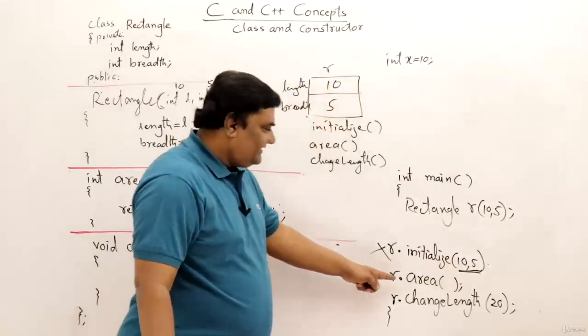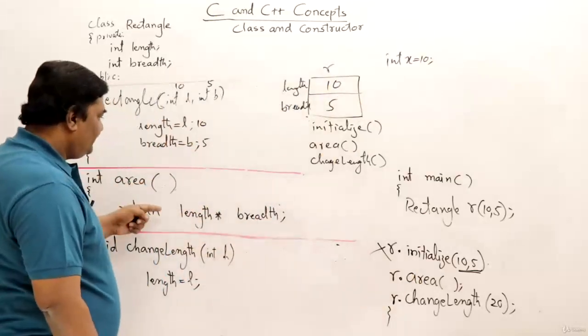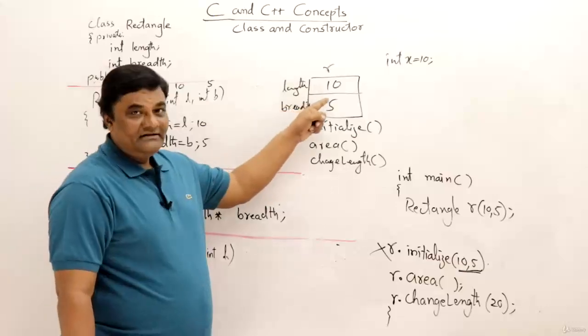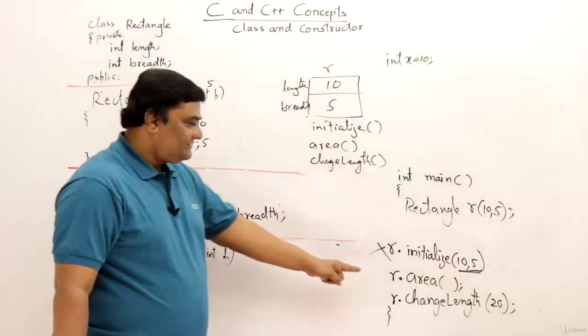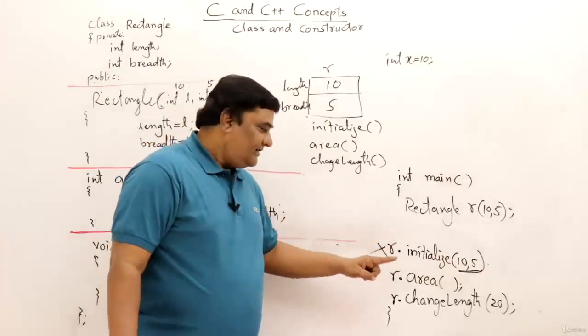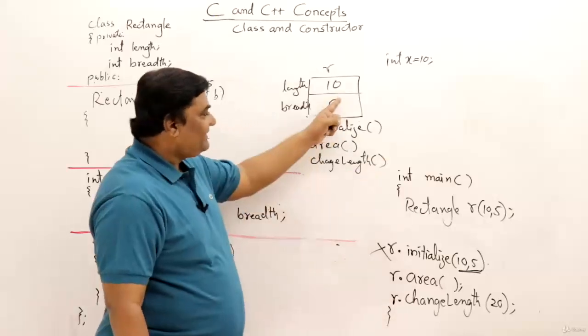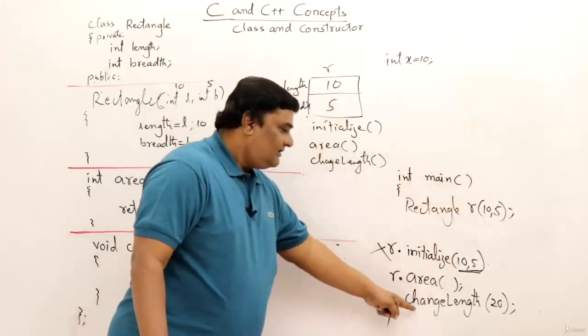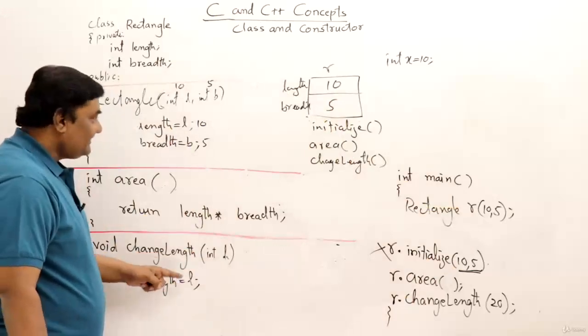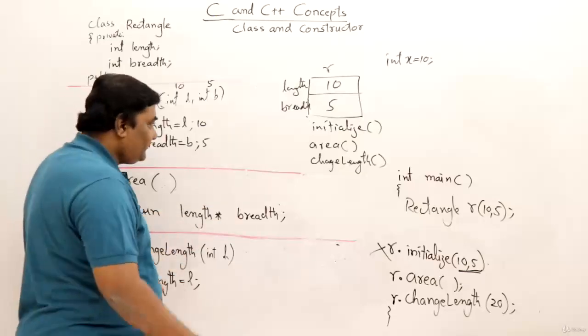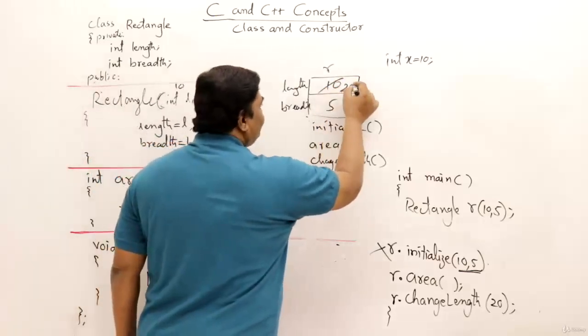Next I am calling the area function. So this area function will be called upon this rectangle by multiplying length and breadth. It will return the result. So I am not using that value. Then change length. So upon this rectangle only, because this is R, this function is called which will modify length and set it as the new length. So I am setting 20, so this will become 20.